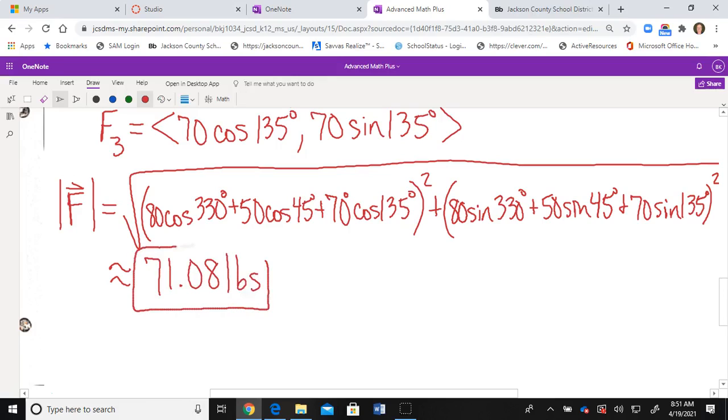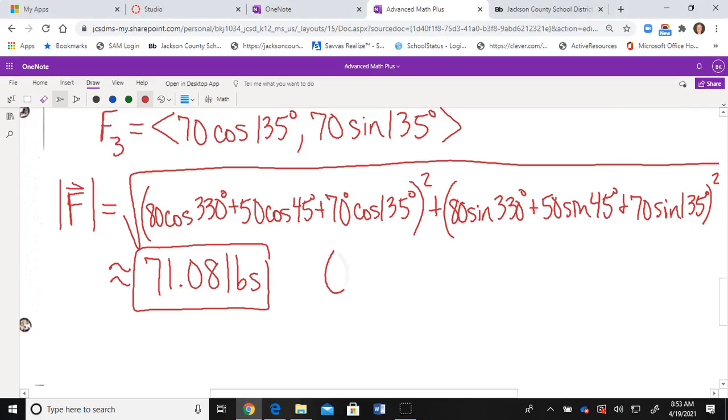And again, we were doing pounds. Okay? That's what I got anyway. Anybody not get that? That's what you got too? 71.08. And there's some other numbers, but I rounded. Okay. Everybody's good? All right.